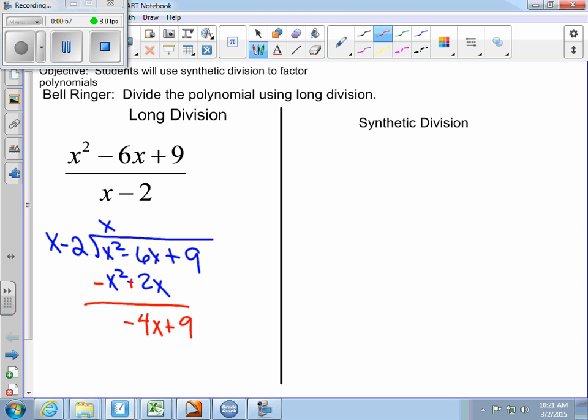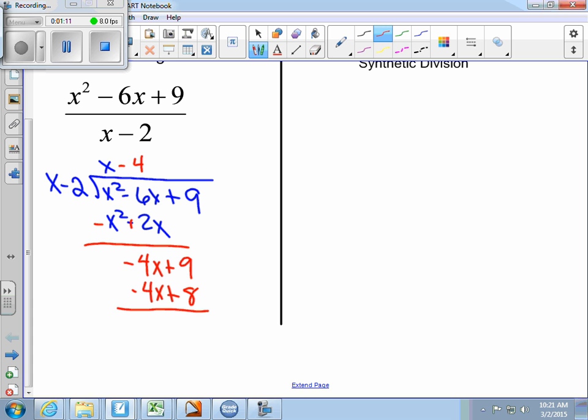And I ask myself, x times what gives me negative 4x? Negative 4. Negative 4 times x minus 2 is negative 4x plus 8. Sign change. So I'm subtracting, but I just went ahead and changed the signs and added. So essentially I did negative 6 minus negative 2, which is negative 6 plus 2. That's why I always do that.